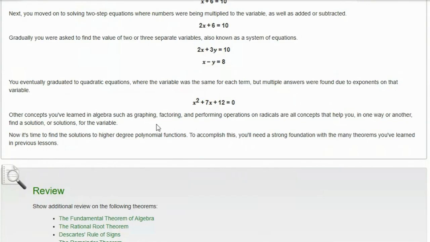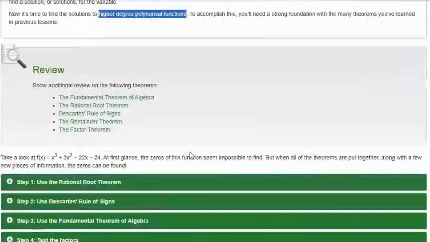We've learned about graphing, factoring, performing operations on radicals, all concepts that help you in one way or another find a solution or solutions for the variable. Now it's time to find the solutions to higher degree polynomial functions. That's what we've been working on this unit. X to the 3rd, x to the 4th, x to the 5th, whatever it is. To accomplish this, you need a strong foundation with the many theorems you've learned in previous lessons. So here's all of them if you need to review any of them that we've done the last week. Fundamental theorem of algebra, rational root, Descartes' rule of signs, remainder theorem, factor theorem.